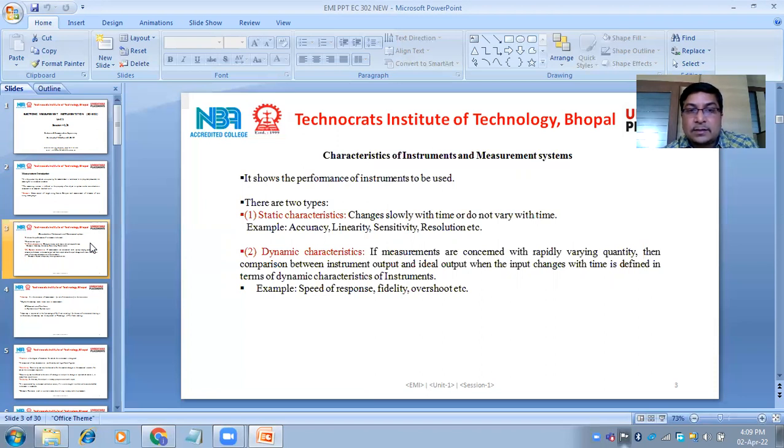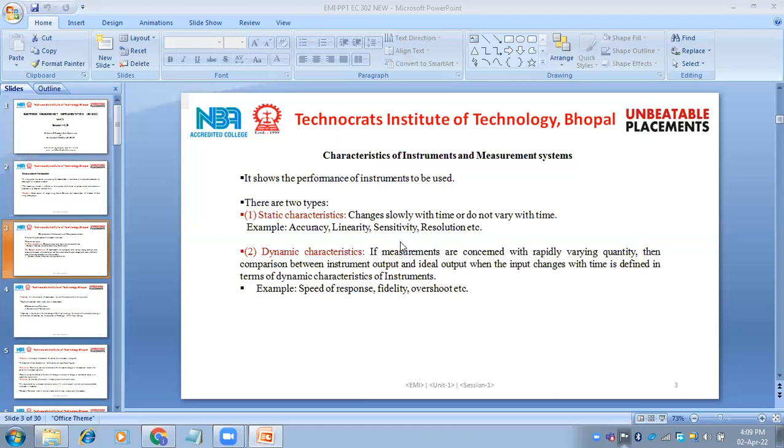Another characteristic is called dynamic characteristics. If measurements are concerned with a rapidly varying quantity, then the comparison between the instrument output and the ideal output when the input changes with time is defined in terms of the dynamic characteristics of the instrument. Some examples of dynamic characteristics are speed of response, fidelity, overshoot, etc.